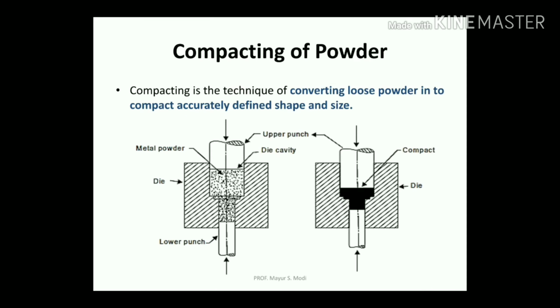So let's say from the figure, at the initial stage, there is the die which has a cavity as per my required shape, a lower punch, an upper punch, and in between it is the powder. After applying the force from the lower punch and upper punch in the die, that loose powder is converted into the proper shape and size. So it is the simple compacting operation to convert your loose powder into the finished shape and size.